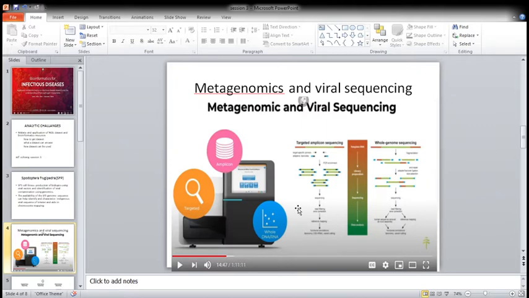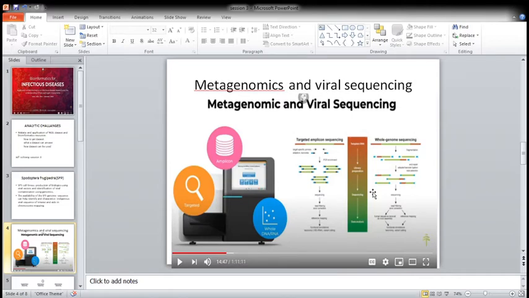We also tackle metagenomics and viral sequencing, whereby we have three processes: amplicon, also the targeted and the whole genomes, whereby you can see the targeted amplicon sequencing and the whole genome sequencing. All these are the processes that it takes.